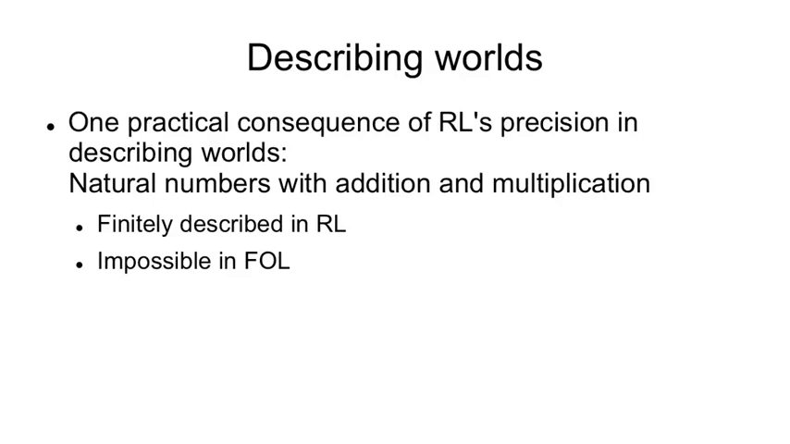A practical consequence is that in relational logic, we can finitely define the system of natural numbers with addition and multiplication. And this is impossible to do in first order logic. Whenever you write down a finite set of sentences that in first order logic admits the system of natural numbers, it is also going to admit other systems that differ in substantial ways.